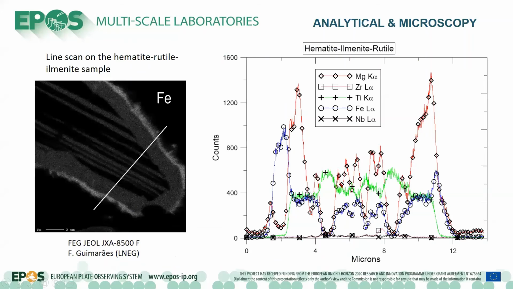This is another example of the application, with a microprobe. You can draw a profile, how do you say, with the composition along this line. And it varies for magnesium, zirconium, titanium, iron, and niobium. This was an experiment made by my colleague about the variation of these elements.